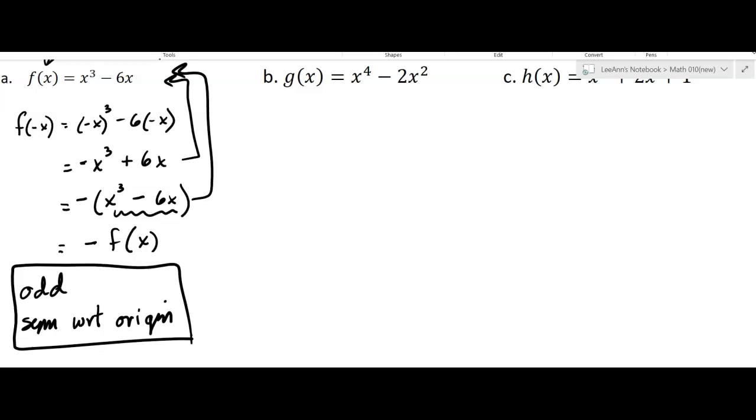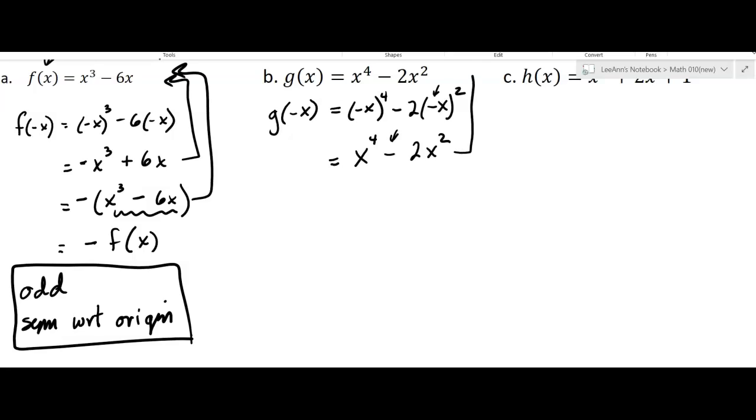Okay, so the next function, we put in the opposite of x. We get the opposite of x to the 4th power minus 2 times the opposite of x squared. But when we simplify that, we get x to the 4th, because a negative 1 to the 4th power is just going to be a positive 1. And then we get minus 2x squared, because this is going to be a negative 1, and when you square it, you'll get 1, so it won't affect the sign in between them. This, in fact, is the same thing that we started with, so it is an even function, and it's symmetric with respect to the y-axis.